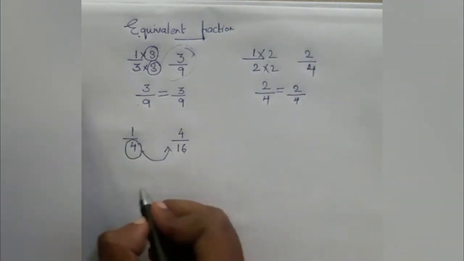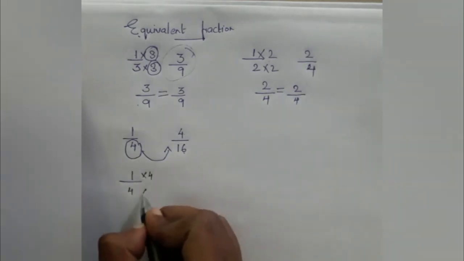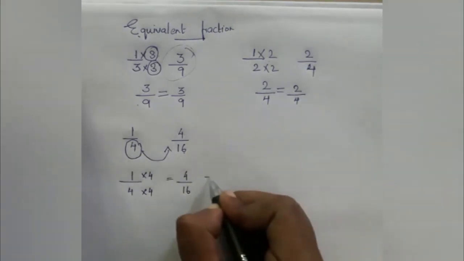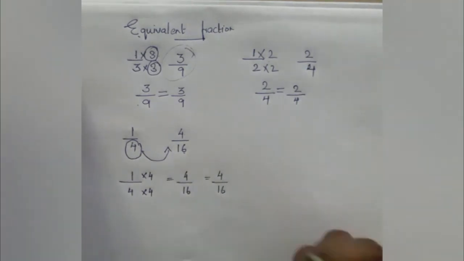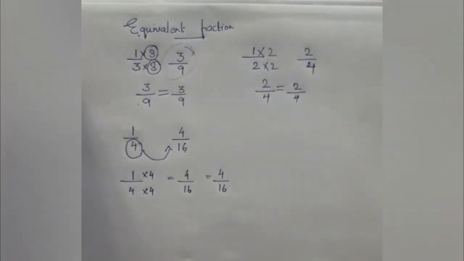By 4 itself. So we multiply the numerator and the denominator by 4. Into 4, into 4, you will get the answer as 4 by 16. 4 by 16 is equal to 4 by 16, so that becomes an equivalent fraction. This is called equivalent fraction, that is, equal. That is the meaning. Hope equivalent fraction is clear for you.